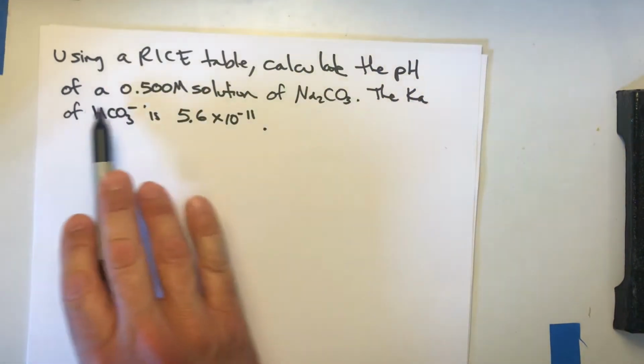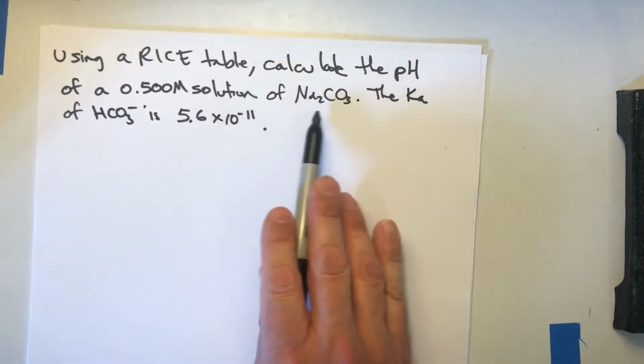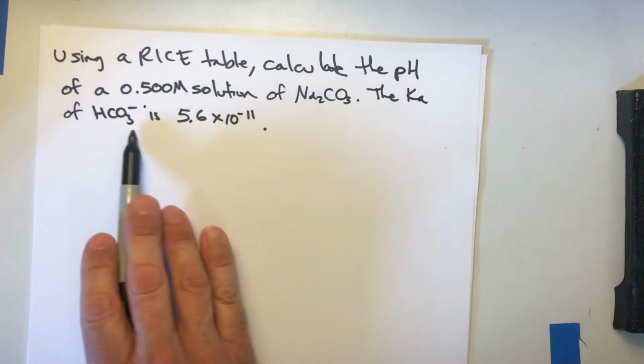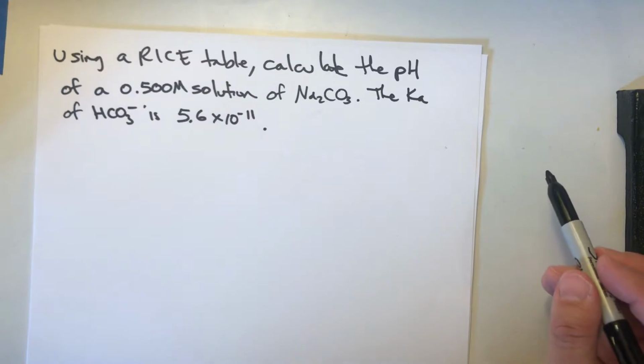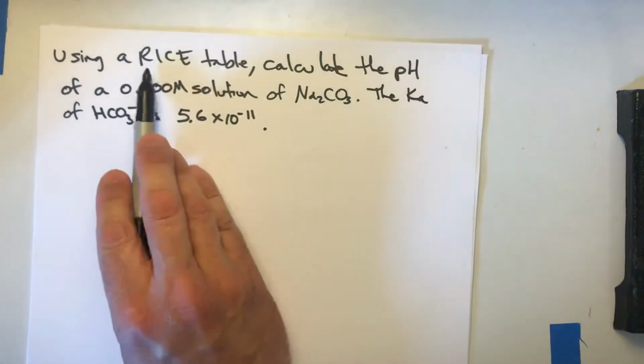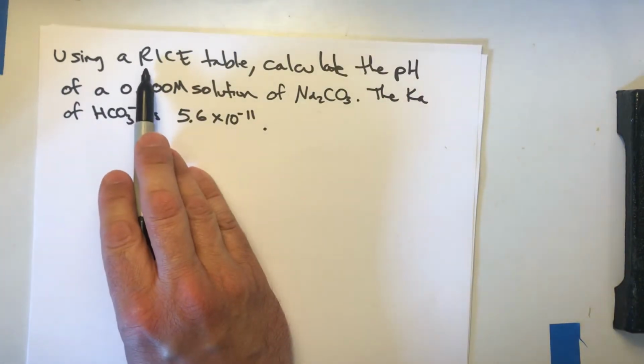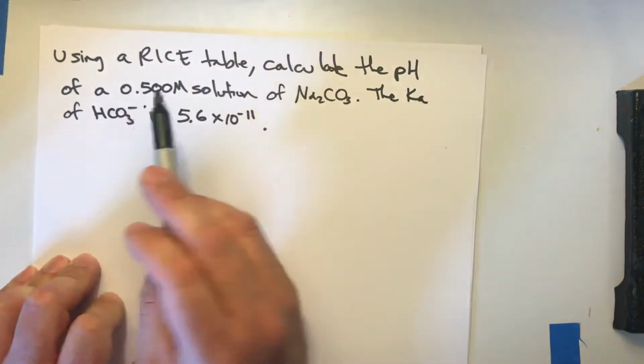Calculate the pH of a 0.5 molar solution of sodium carbonate. The Ka of HCO3 minus is 5.6 times 10 to the minus 11. Now before we can set up a RICE table, we need the R, which is reaction. So we've got to write a reaction equation for this.